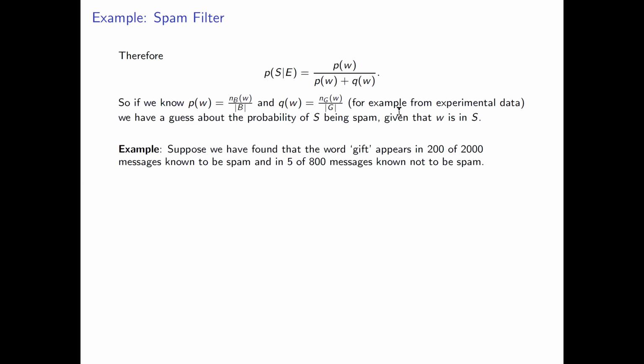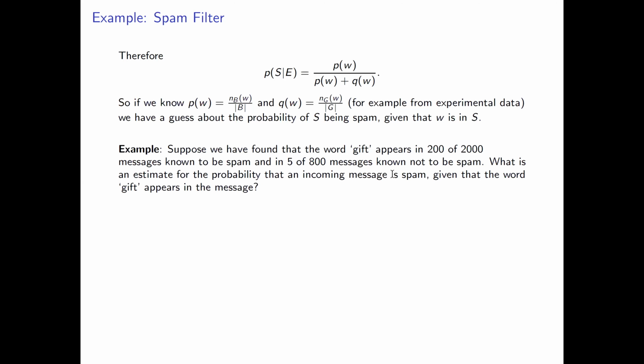Right, so let's just do a quick example where we apply the analysis that we've just done. Suppose that we found by collecting data that the word gift appears in 200 out of every 2,000 messages that are known to be spam. And suppose we also know that the word gift appears in 5 out of every 800 messages that are known to not be spam.